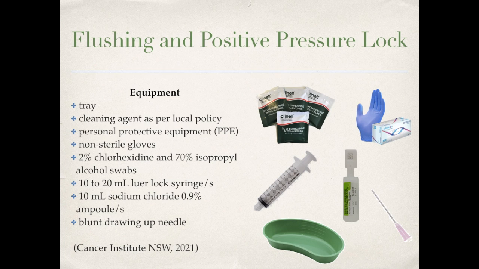So usually the equipment you'll need is a tray, so a kidney dish that you've disinfected with the correct solution. You'll need the appropriate PPE, non-sterile gloves. You'll need some alcohol wipes to scrub the hub or the bungs, and they need to have 2% chlorhexidine in them. 10 ml Luer-lock syringe, you'll need 2 per lumen. You can use 20 ml in some cases, but you cannot go any lower than 10 ml because the pressure will be too high. So 10 ml is usually the go-to.